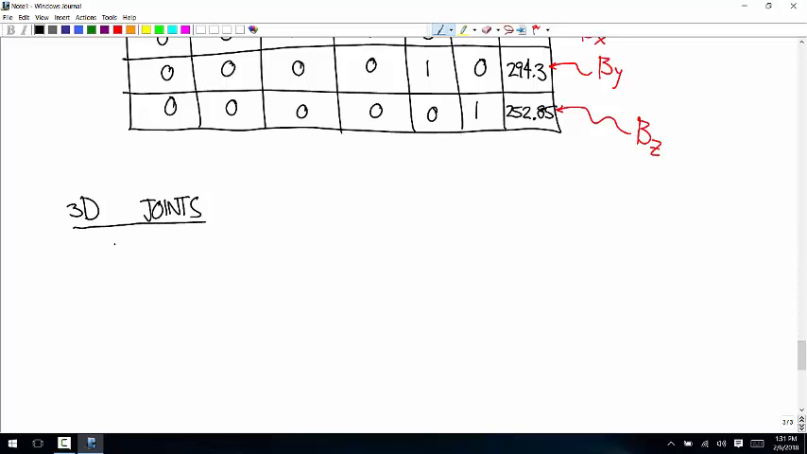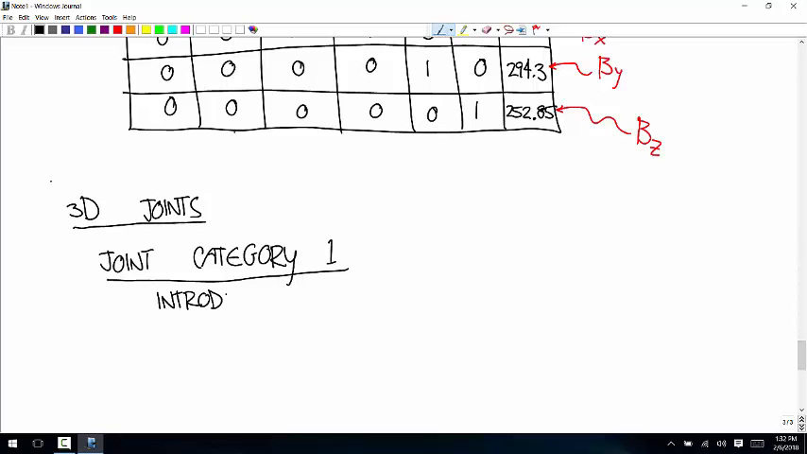Okay, we're going to start with the same type that we started with in 2D. So I'll call this joint category 1. This isn't something that people actually refer to this way, but I'm just trying to systematize thinking about it. And these are joints that introduce one variable into Newton's laws.